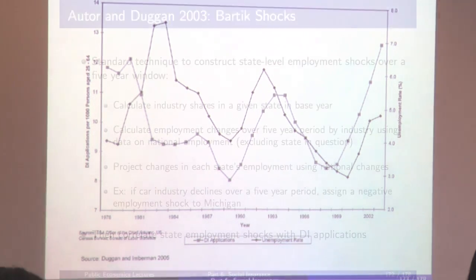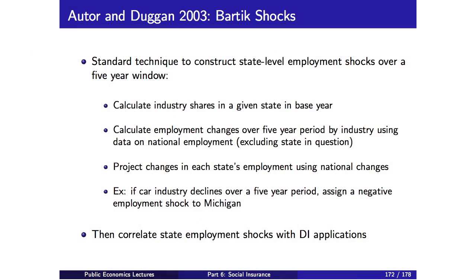So that is suggestive. Of course, by itself, I wouldn't say it's convincing evidence that increases in unemployment rates are driving up DI applications, but that's exactly what Autor and Duggan try to do, using state-level variation to establish the connection between business cycle conditions and unemployment rates more directly.